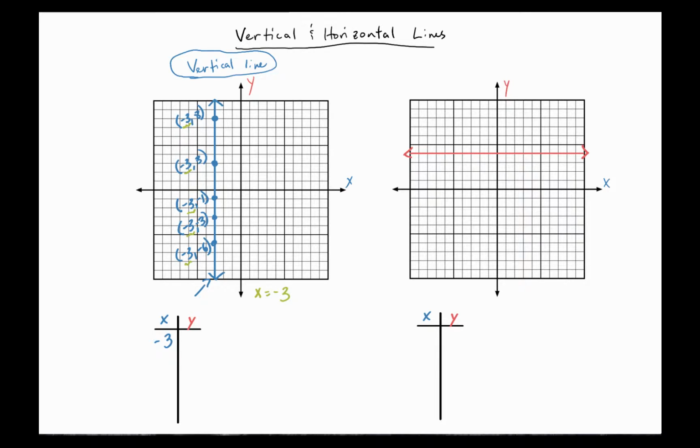So I could have -3 and then pick a y value of -102.5, and I will in fact know that that is on the line. The easiest way to describe this is that no matter what, x has to equal -3. It doesn't even matter what y is.